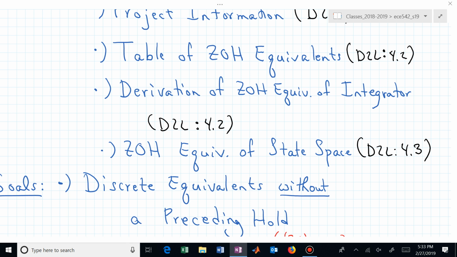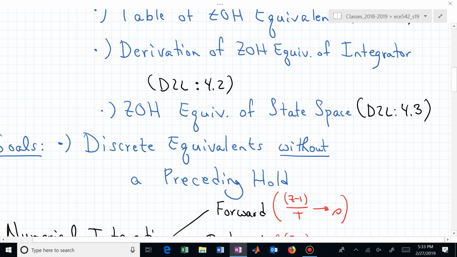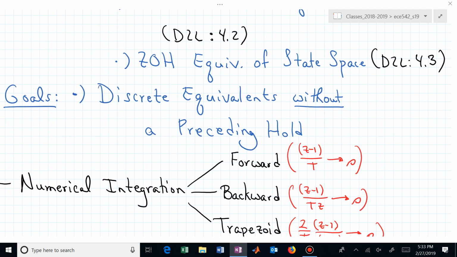And that particular lecture, 4.2, derives the zero-order hold equivalent of an integrator. Last time we derived it for a constant, and what else did we derive it for? Do you remember? A pure mass system. So a second order system, now the integrator is sort of in between those two extremes. And there is then the derivation of the zero-order hold equivalent of a state space in lecture 4.3. Today's lecture is actually 4.4, if you're keeping track.